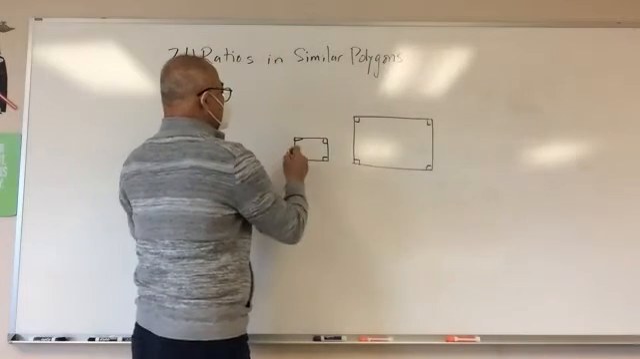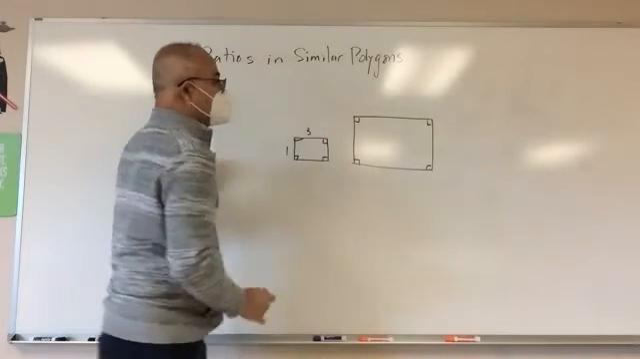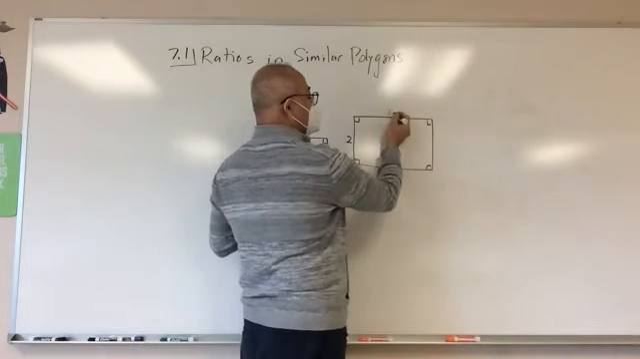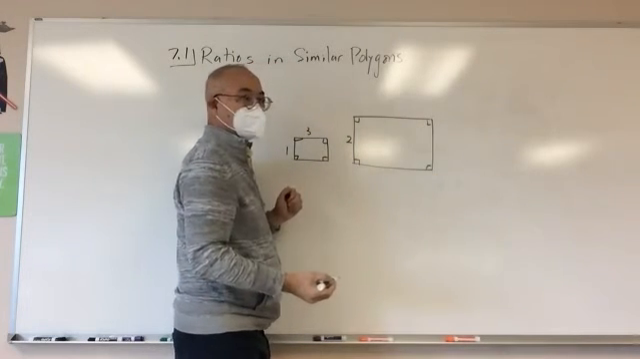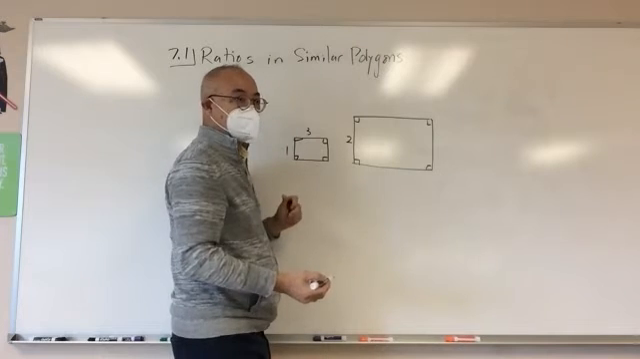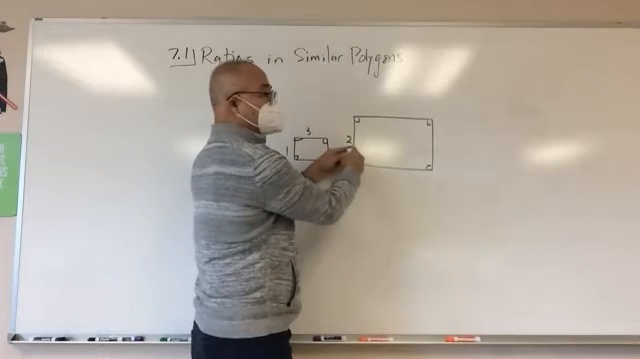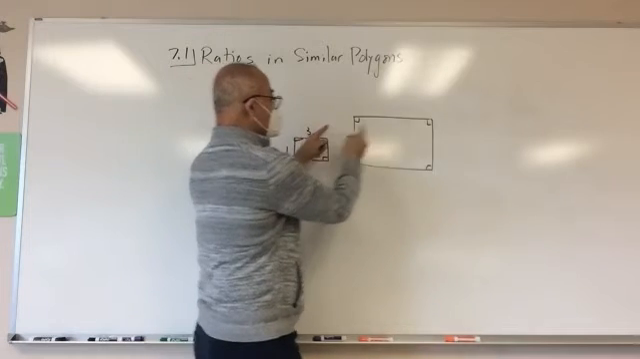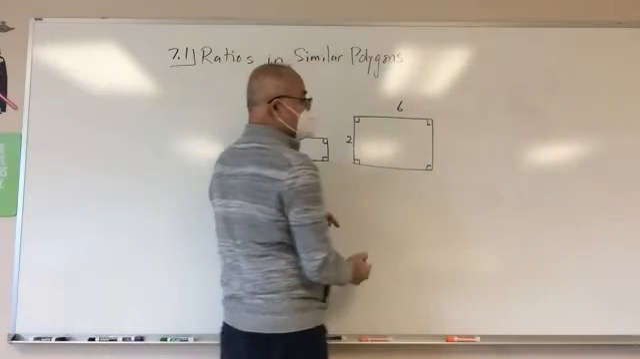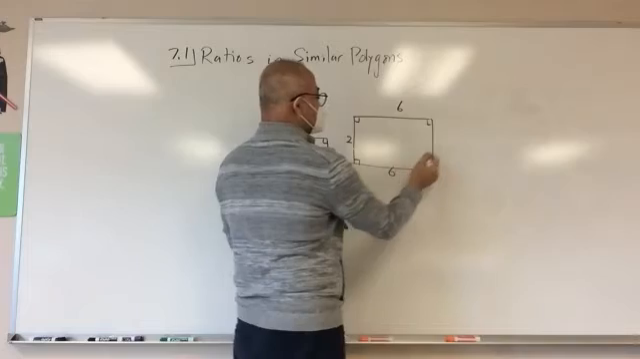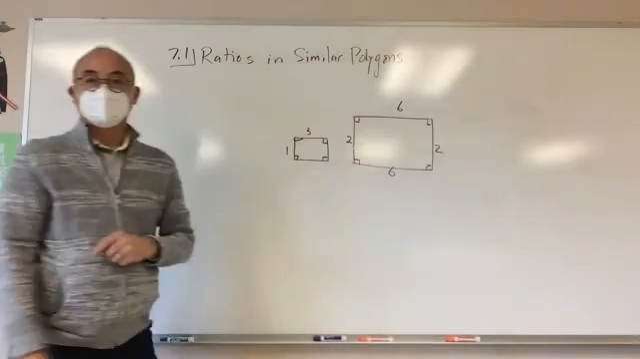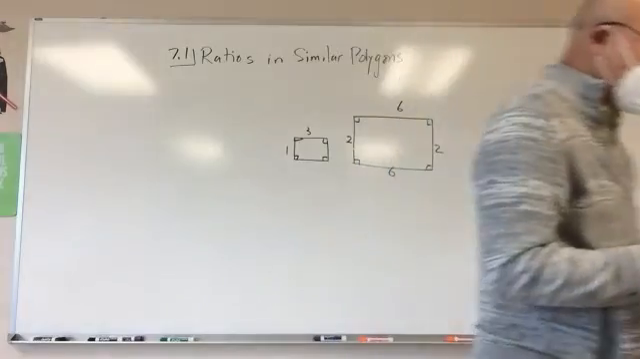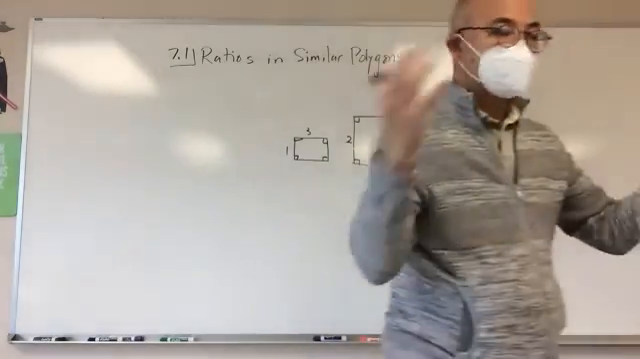So if this was 1 and 3, and I told you this side was 2, what does this length have to be? 6, right? Can you see that? Because I went from 1 to 2. I blew it up by 2 times, so this has to go 2 times also. It has to be 6, which would mean this would be 6 and this would be 2 also, right? The same ratio, their proportionality stays the same.